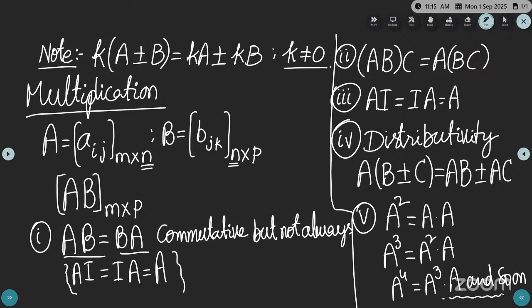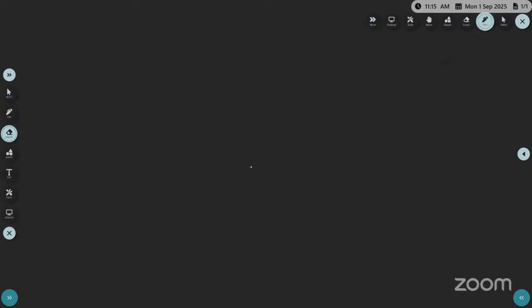What is A supposed to be? It must be a square matrix. Okay? Write down. Here capital A must be a square matrix. Right.